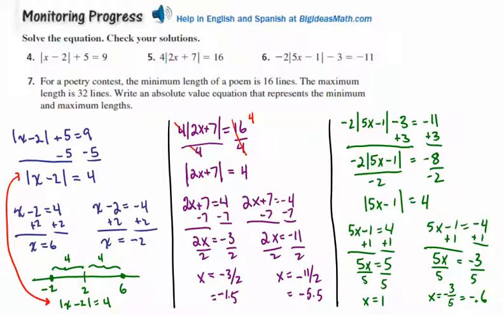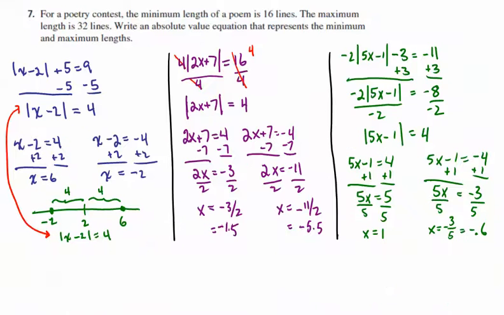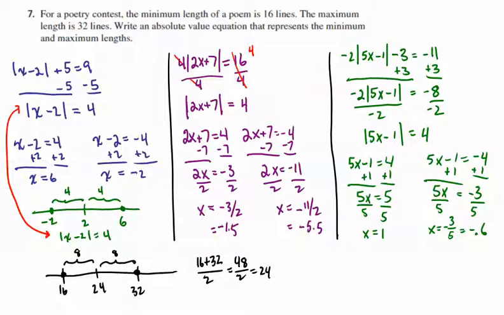Then I'm going to scroll up next and solve problem number 7. With number 7, we have a poetry contest where the minimum length of a poem is 16 lines, the maximum length is 32 lines. So I set up my number line, plot the 2 points. I find the average to be 24. Then I calculate the distance away from the center to be 8 on both sides, and I'm ready to complete this as absolute value of x minus the center equals the distance from the center, and I'm done with that. So that will conclude this lesson.